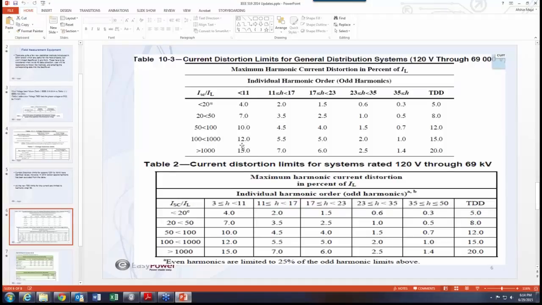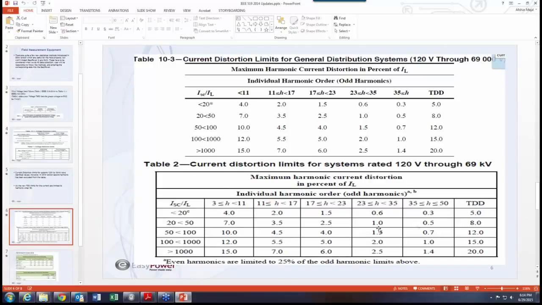Smaller than 11th order, between 11 and 17th order. That to me says 11, 10, 9, 8, 7, 6. It goes all the way down to the second harmonic. You don't see any exclusion of the second harmonic here, right?